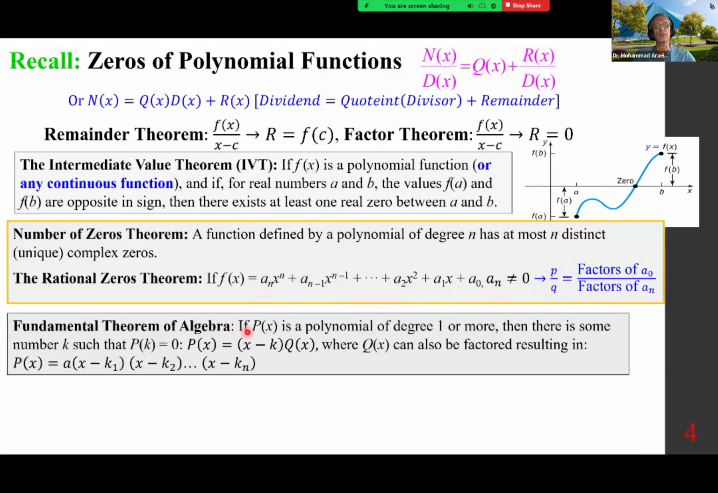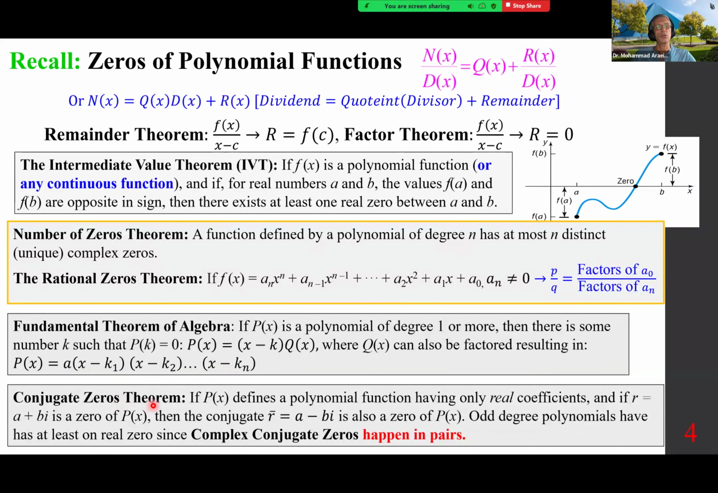Fundamental theorem of algebra. If p of x is a polynomial of degree 1 or more, then there is some number k such that p of k equals 0. Then p of x becomes x minus k times q of x, where q of x can also be factored, resulting in p of x being a times x minus k sub 1 all the way to x minus k sub n, resulting in n complex zeros.